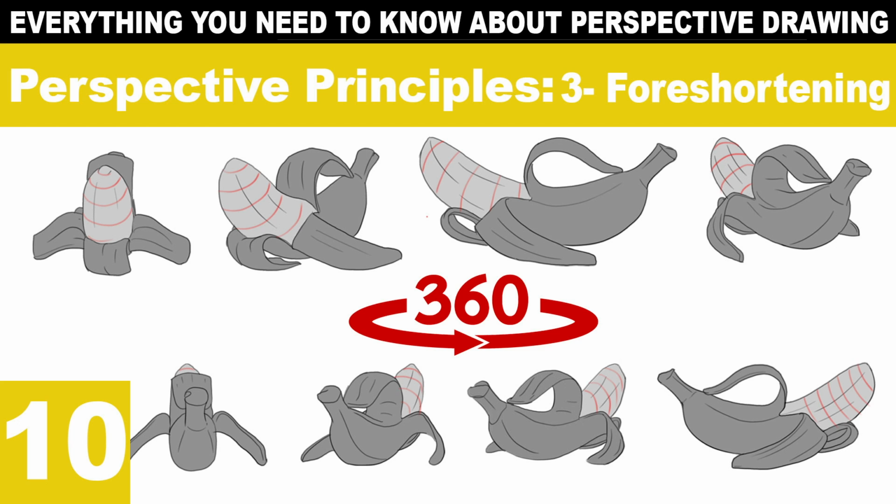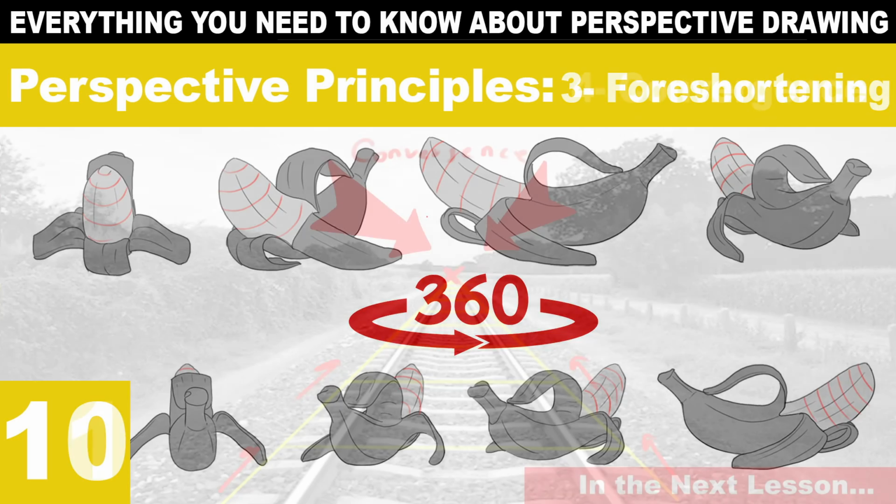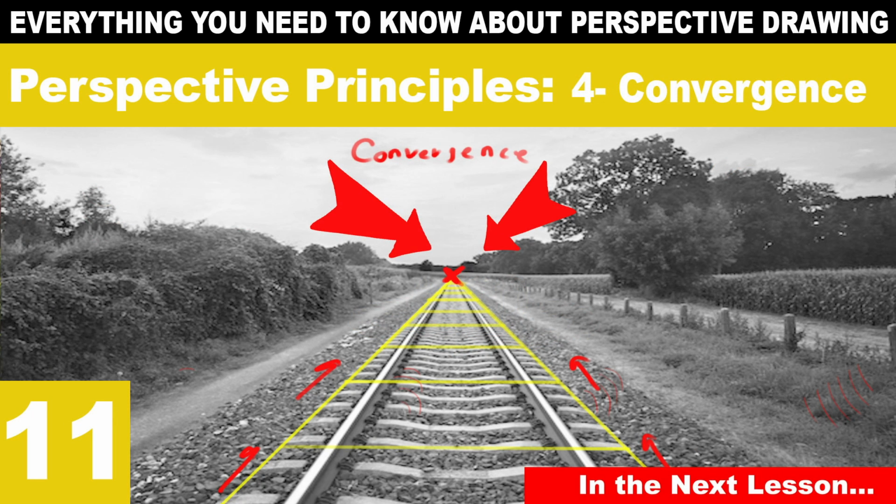Foreshortening is a complex subject, and we will cover more examples in the future. But for now, this serves as a brief introduction to one of the principles of perspective. In the next lesson, we will explore the convergence of lines as the fourth principle of perspective.